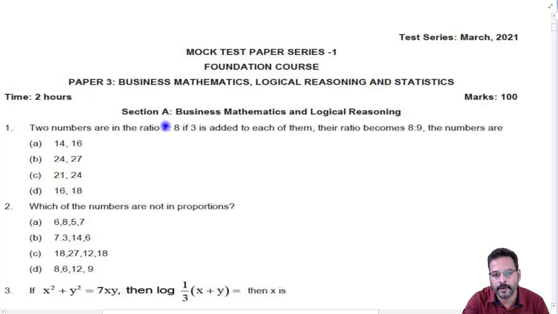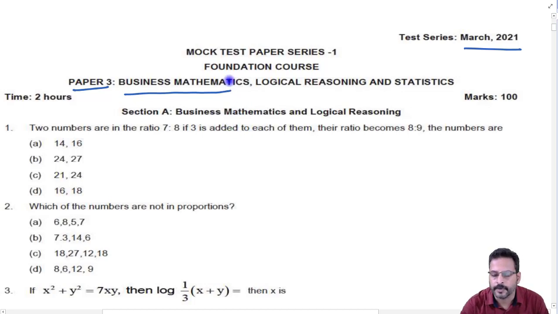Hi all, today we are going to discuss the mock test paper of paper 3 Business Mathematics series March 2021. Today we are going to discuss the area Business Mathematics, that means the first 40 questions.